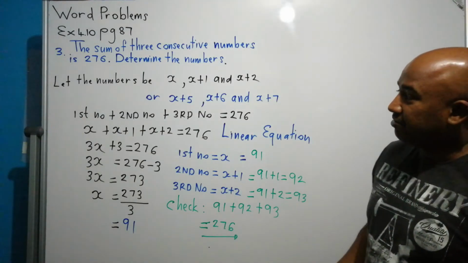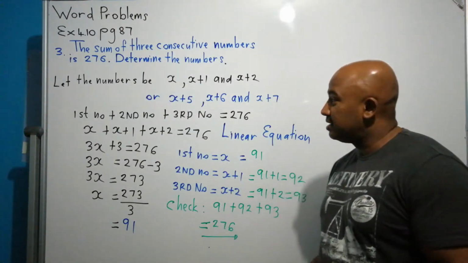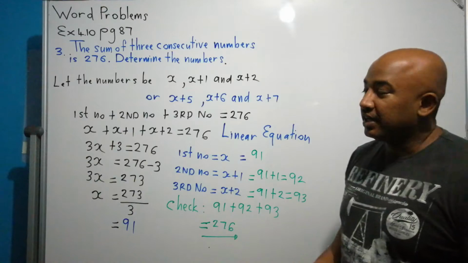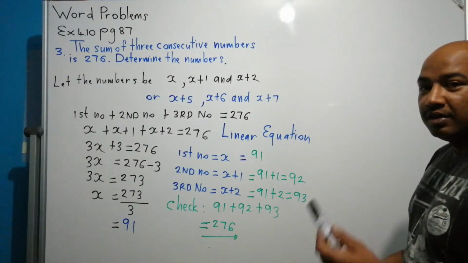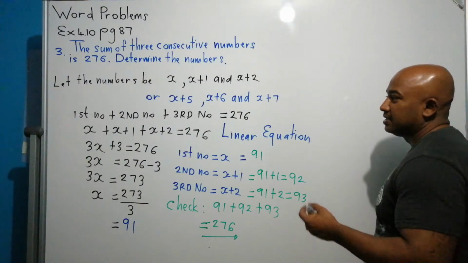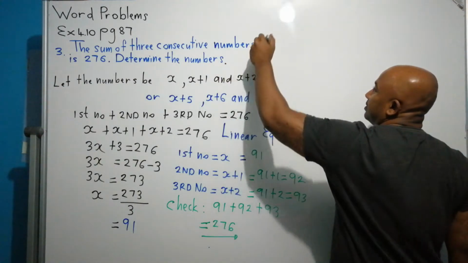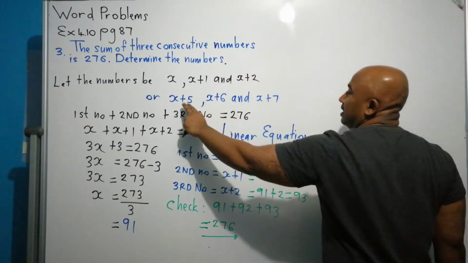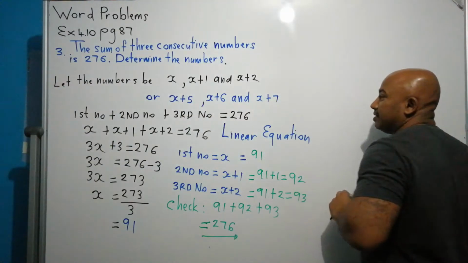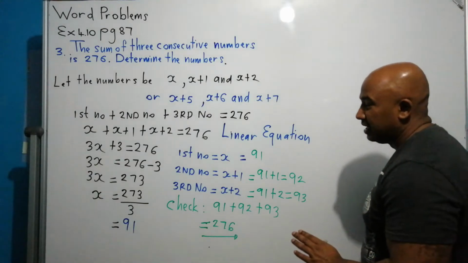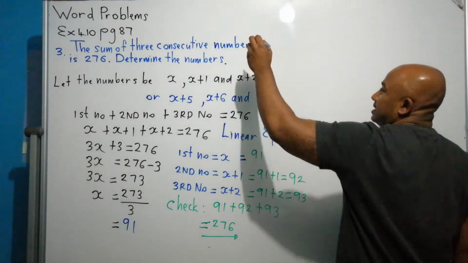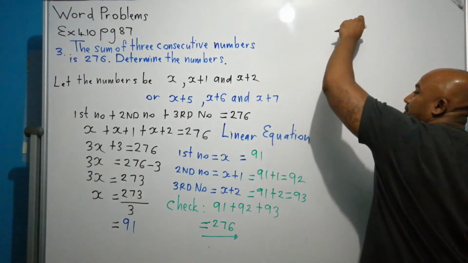But now, remember, I said you don't have to start off with x. What happens if you start off with x plus 5? Let's have a look at that option. It all depends on how you start, what you're thinking. So let's go with these three consecutive numbers, and we must come to the same final answers here. So let's say the first number plus the second number plus the third number.